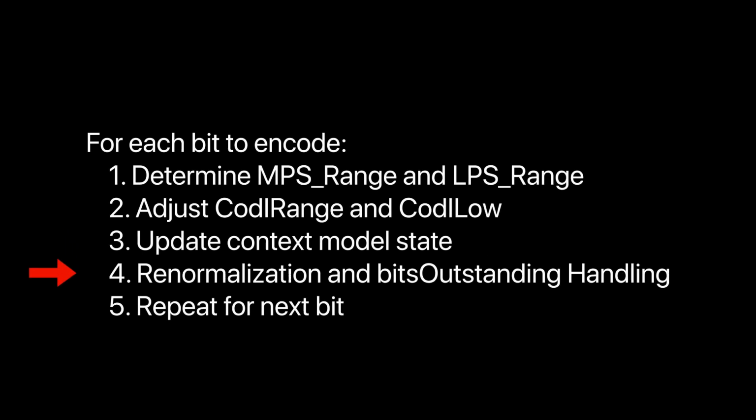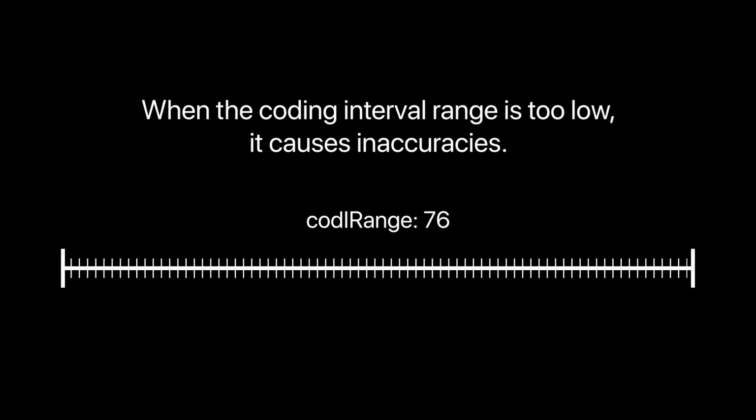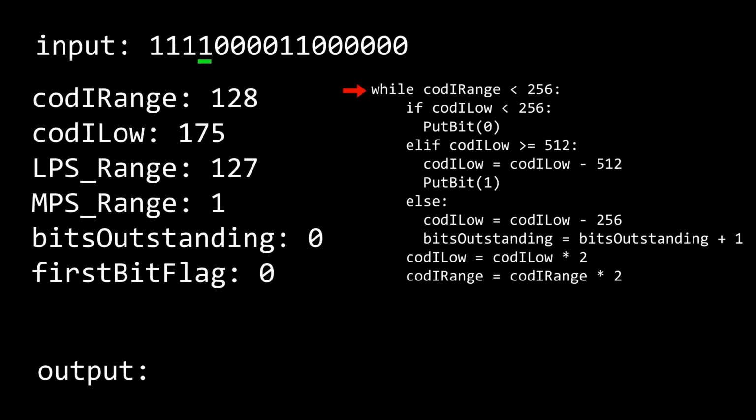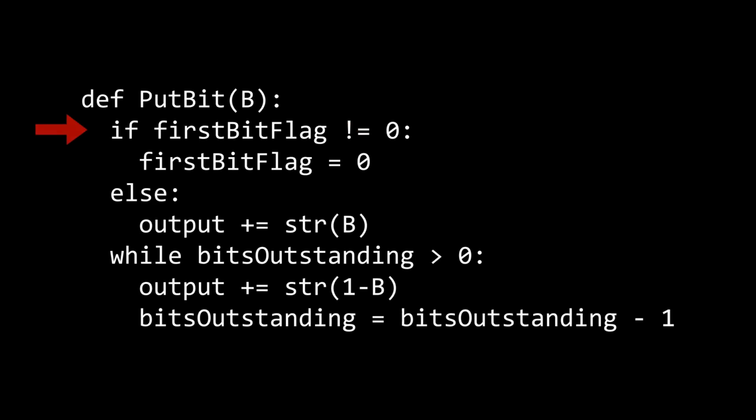4. Renormalization and bits outstanding handling. To maintain interval resolution, keep CodeIRange more than 255. While CodeIRange is less than 256, run this loop. If CodeILow is less than 256, output a 0 to output a bit. If this is the first time calling the output function, don't write anything. Otherwise, write the bit to the file. Then, flip the bit and write it to the file bits outstanding number of times.